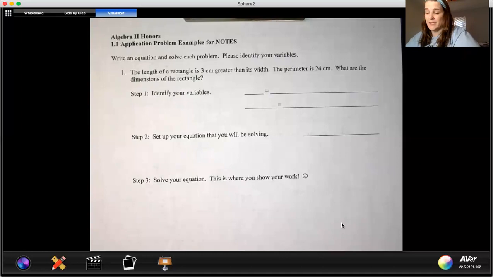So the first thing you want to think about is your variables, okay? And you want to think about what you're finding, okay? If you're finding the dimensions of a rectangle, well, what are the dimensions? Dimensions are length and width. Okay, but this is a linear application problem, so therefore you're only going to be using one variable, okay, not multiple variables, right? Although you do see 2 lines, and we'll talk about that in a sec.